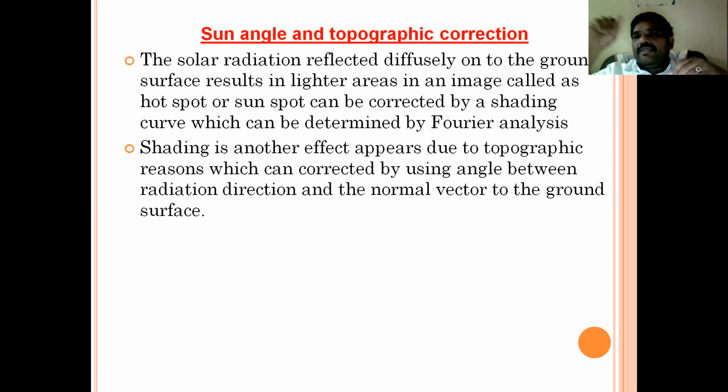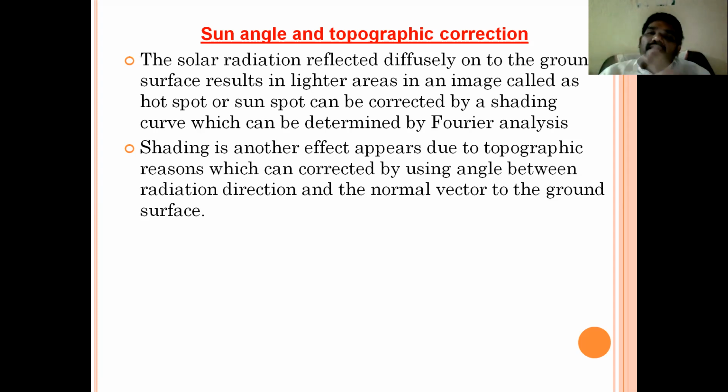image, why are those patches observed on the image? Because of the diffusion of solar radiation on the ground surface. Sometimes there might be small white patches, white spots on the image, called sunspots. They will be removed by estimating a shading curve with the help of Fourier analysis.